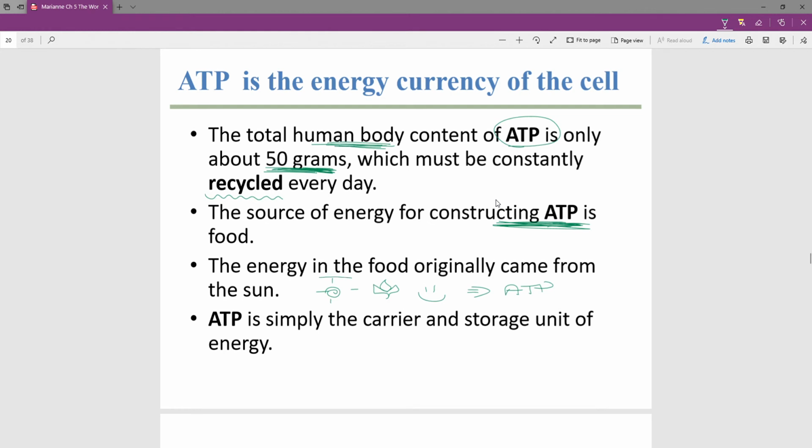And so ultimately the root of all this is the sun. And so photosynthesis does come into this, and there is a chain of energy through to the ATP molecule. An ATP molecule is simply the carrier and storage unit. It's the way our cells package the energy so that it's in a useful form.